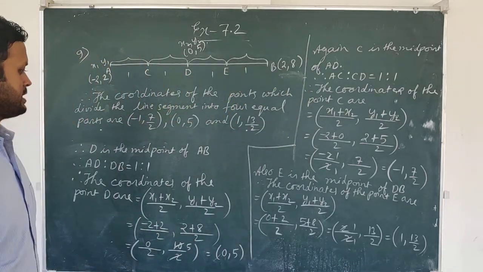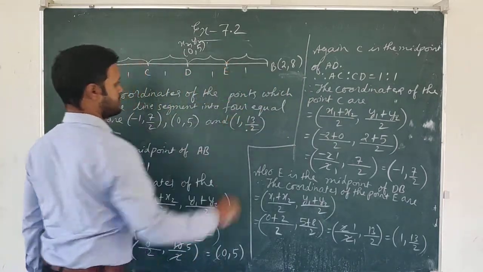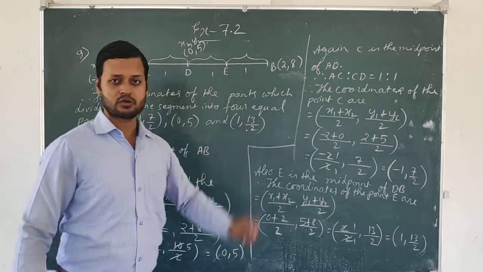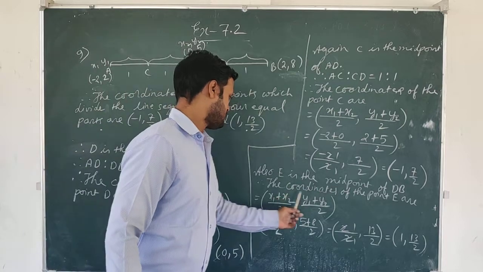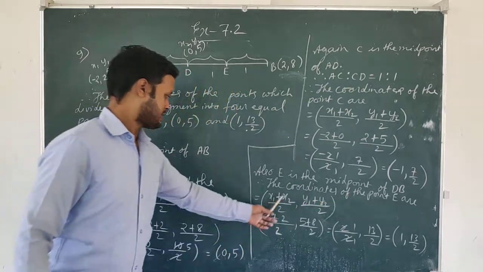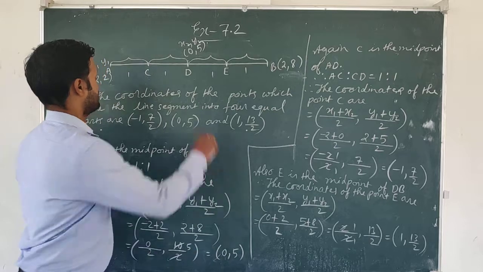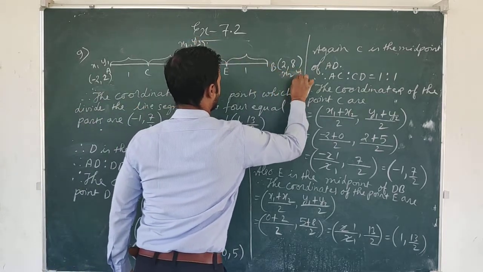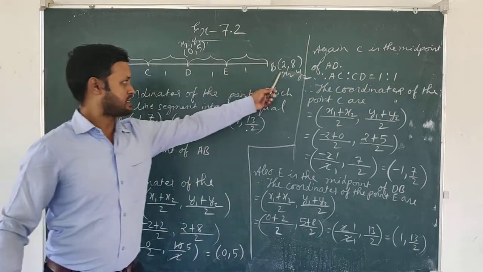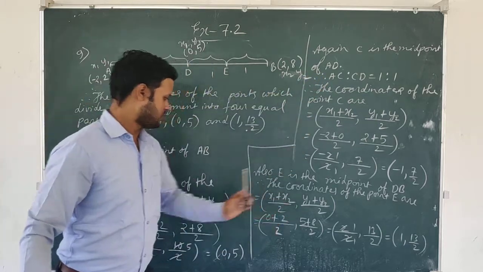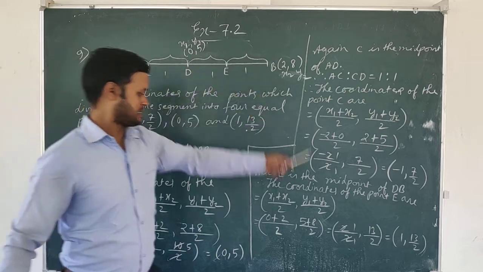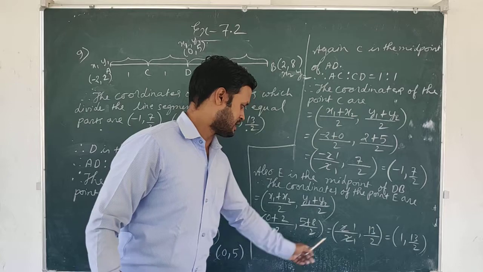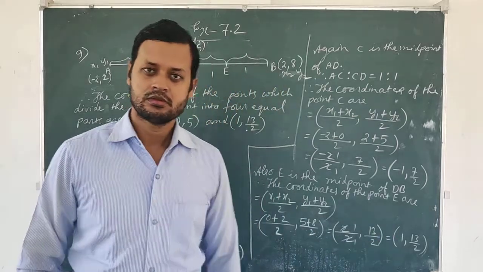Next you see, again E is also the midpoint of DB, isn't it? E is the midpoint of DB because before E also 1 part, after E also 1 part is there. Therefore the coordinates of the point E are x1 plus x2 by 2 and y1 plus y2 by 2. Now you will consider this one as x1, y1 and this one as x2, y2. Just put the values. 0 plus 2 by 2 and 5 plus 8 by 2. So 0 plus 2 will be 2. 2 by 2 means what? 1. And 5 plus 8 is 13, so 13 by 2. Did you get the answer?